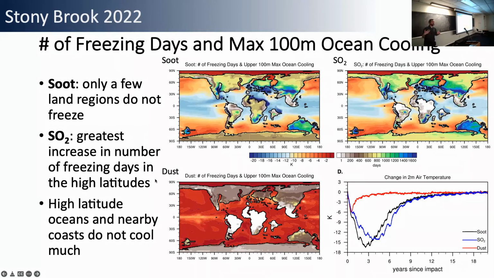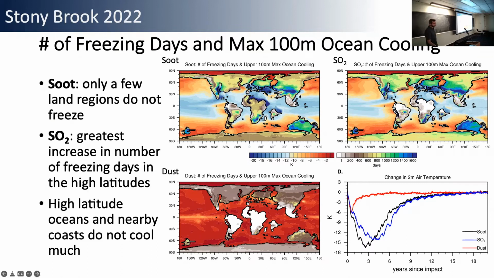Again, if we try to connect this a little bit to extinction of life on Earth, here I'm showing the increase in freezing days in these different emission scenarios and the maximum cooling of the upper 100 meters of the ocean water. For experience, if I planted tomatoes last year in April because I was impatient and then it got below freezing, my tomatoes all died. The same kind of idea here: if we get below freezing temperatures down to tropical locations, a lot of that life would not be prepared for such cooling.